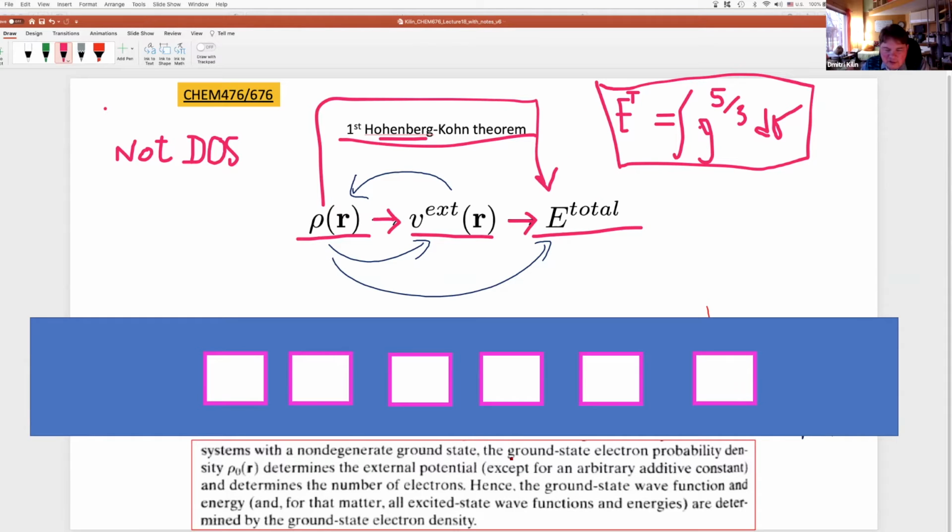And here is the copy from the textbook. Ground state electron probability density determines the external potential, and therefore also the total energy. But I'm getting tired reading this long definition. I think these arrows are better. Other questions about the theorem itself, or is it more or less okay? Okay or not okay?